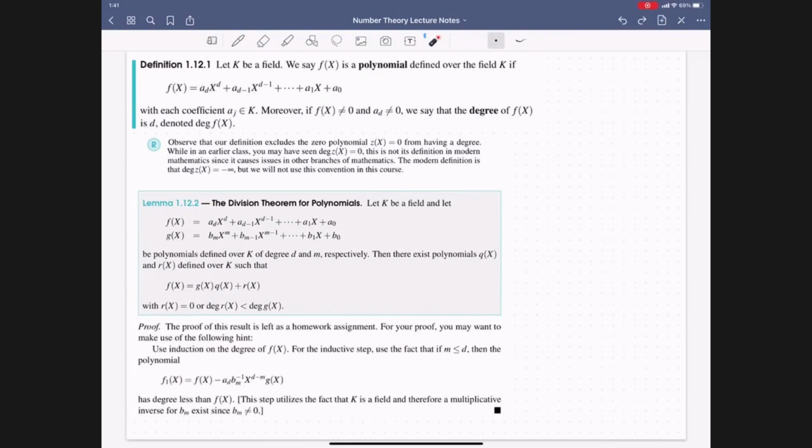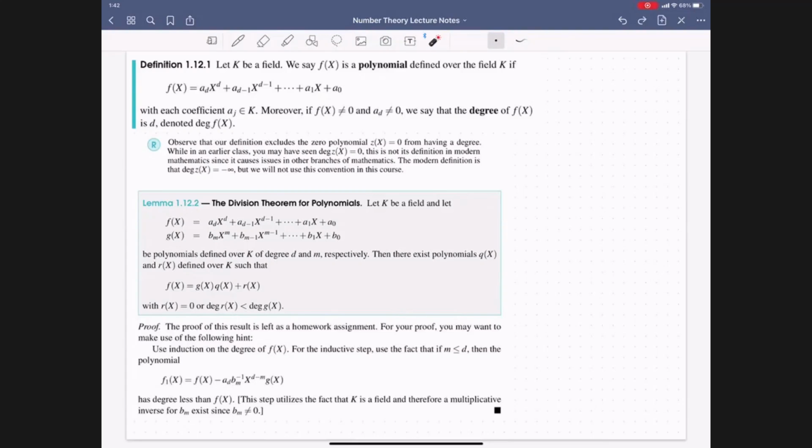Let f1 of x equal f of x minus this quantity here, where what we have done is multiplied by a_d times b_m inverse to g of x. And in doing so, we get rid of the b sub m and introduce the leading coefficient a sub d. Because m is less than or equal to d, we have that d minus m is non-negative, and so multiplying by x to the d minus m results in the leading term having degree x to the d.